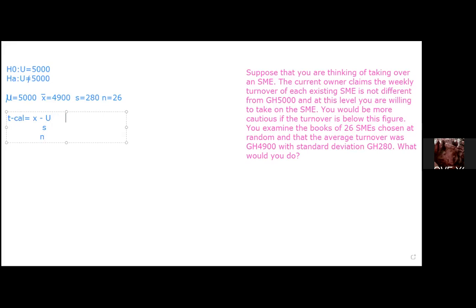So our X bar is 4,900 minus mu of 5,000 over S of 280 over root of 26. Please calculate that for me.